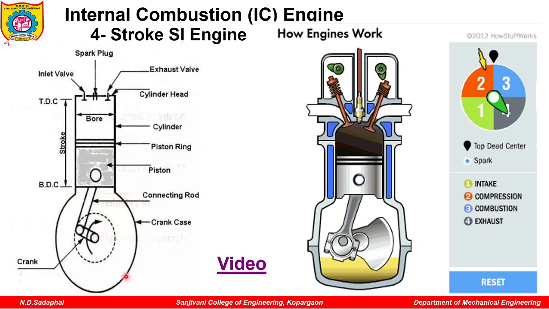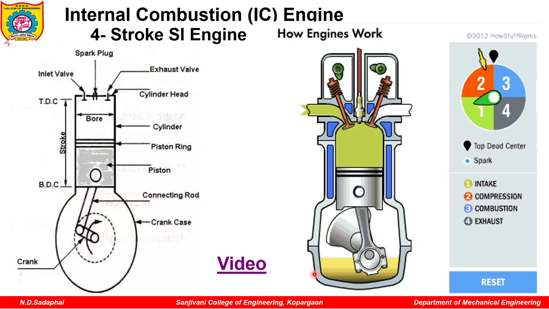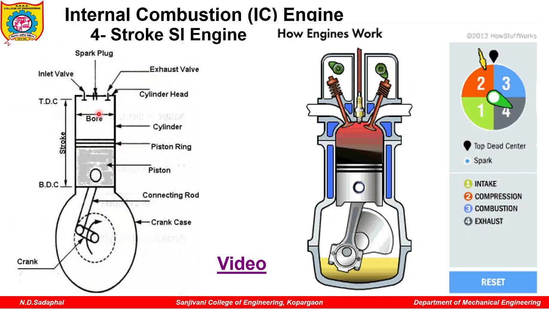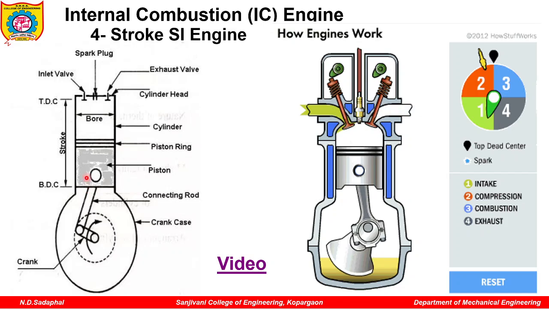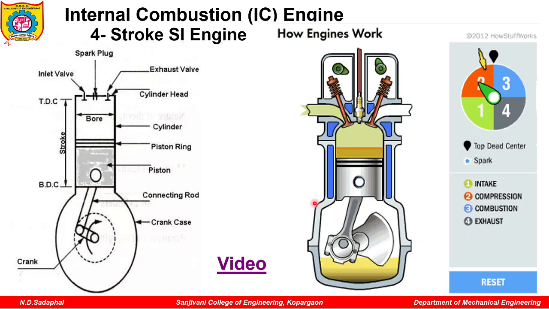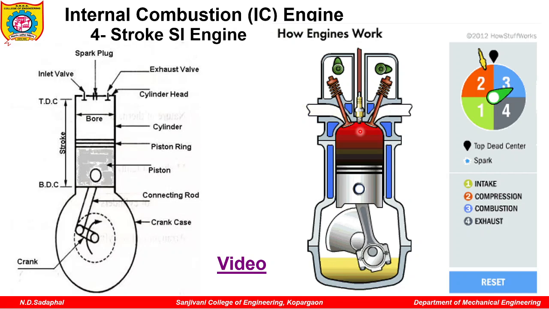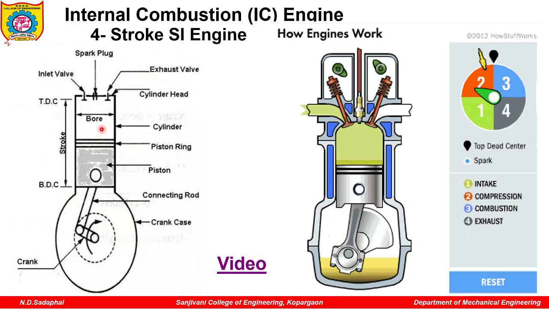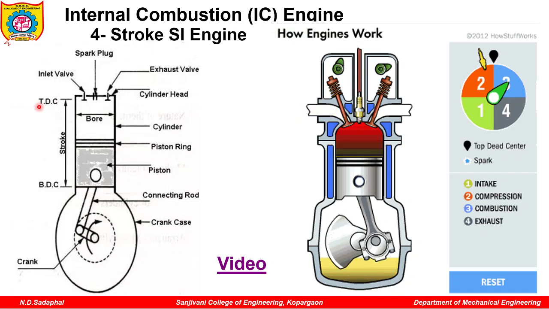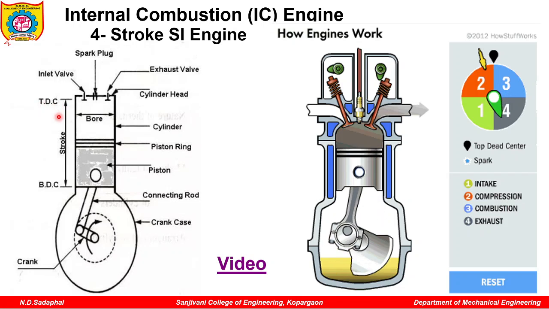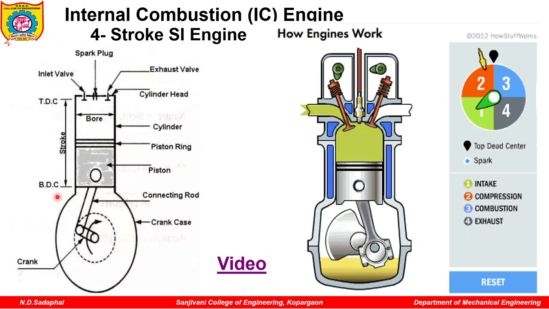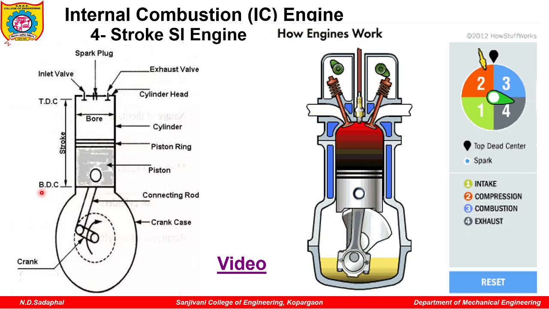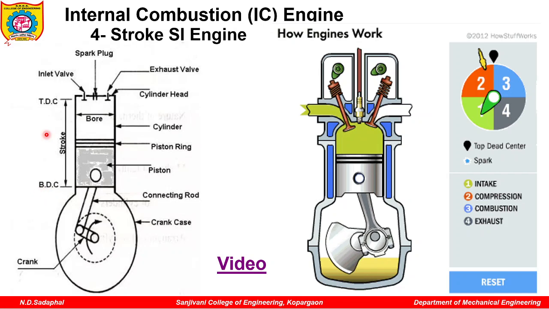Now this outer portion is called the crankcase. Whenever the piston is moving up and down in the cylinder, the topmost position of the piston is called TDC, top dead center, and the bottommost position of the piston is called BDC, bottom dead center.